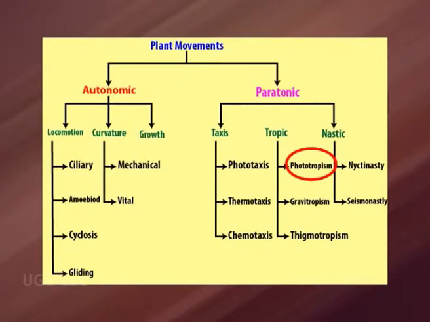If a plant responds in the direction of the stimulus, for example towards a light source, it is said to be positive. If it grows away from the stimulus, it is said to be negative. Some familiar tropic movements which have been studied in detail include: number one, phototropism, gravitropism, and chemotropism. Let us discuss these one by one.